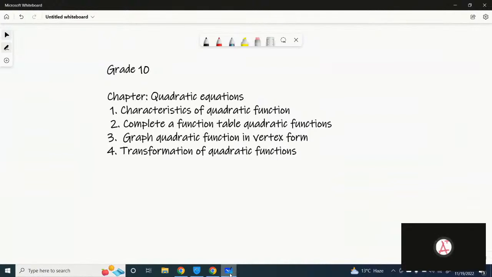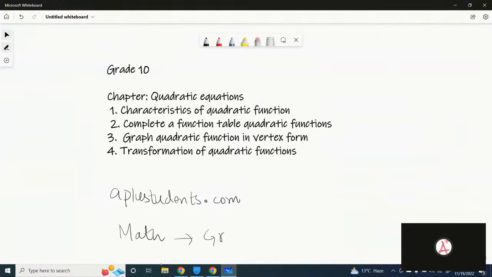So, we're going to start with grade 10 maths. You can find all the lessons on aplusstudents.com. You have to log in there using your email address and password as provided by the administrator. Then, you have to select math from the subject tab.